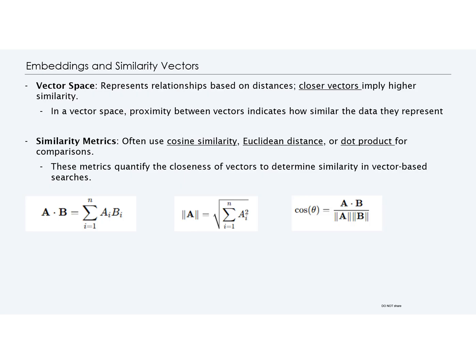In a vector space, the distances between vectors reveal relationships. The closer the vectors, the more similar the data they represent. This is the foundation of how similarity metrics work. Cosine similarity measures the angle between two vectors, focusing on direction rather than magnitude, ideal for text or document comparison. Euclidean distance calculates the straight-line distance between vectors, commonly used in geometric or spatial contexts.